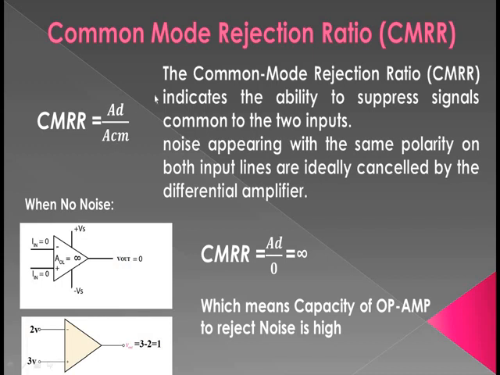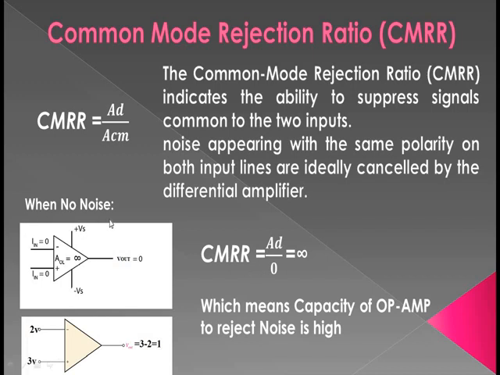This ratio indicates the ability of the op-amp to suppress noise. If noise appears at the input of the op-amp, then due to the differential amplifier, the noise should be cancelled. But in an op-amp, the capacity to reject noise is calculated by using CMRR.